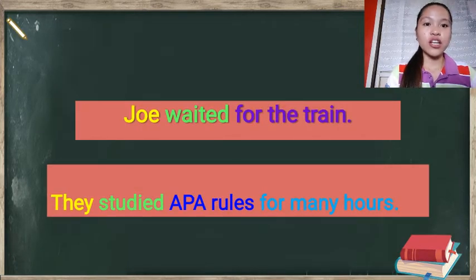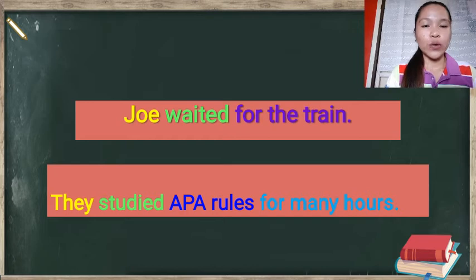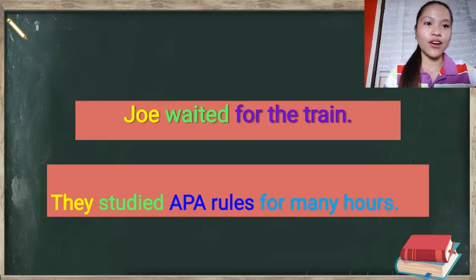Another example is Joe waited for the train. Joe is the subject, waited is the verb, and the prepositional phrase is for the train. So it expresses a complete thought. Another example is they studied APA rules for many hours. So in this example, they is the subject, studied is the verb, APA rules is the object, and the prepositional phrase is for many hours. Did you understand? Okay, let's proceed.